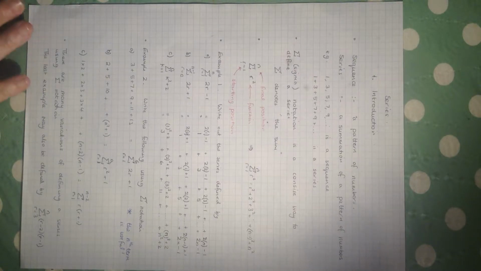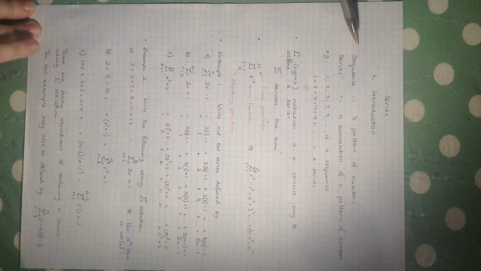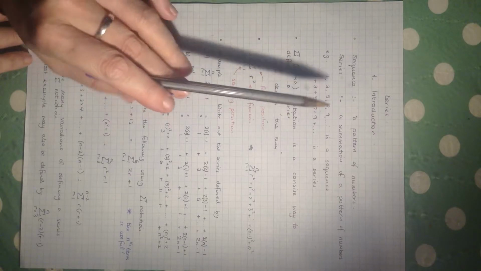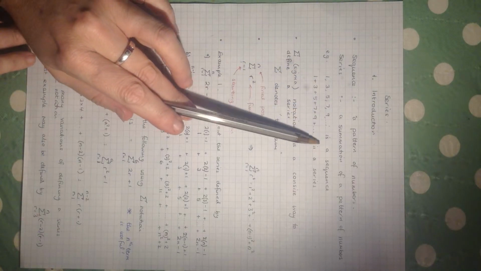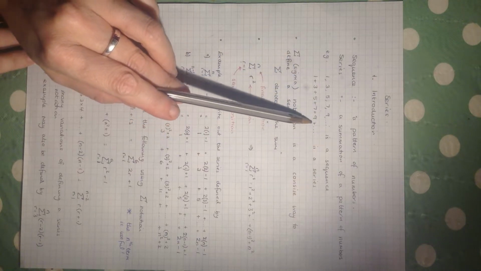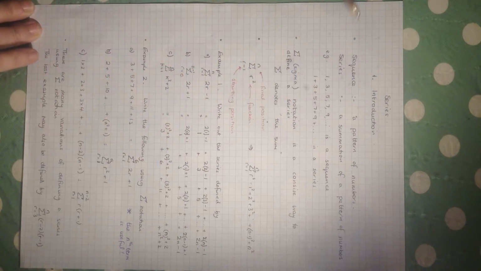This video looks at an introduction to series. You've come across sequences a lot at GCSE, so a sequence is just a pattern of numbers. A series is a summation of that pattern of numbers. So, for example, 1, 3, 5, 7, 9 is a sequence. 1 plus 3 plus 5 plus 7 plus 9 is a series because we're adding up the numbers in the sequence.